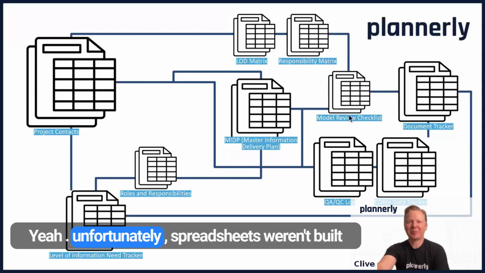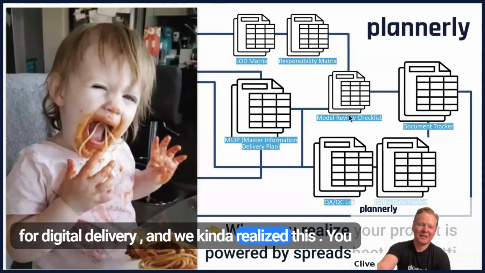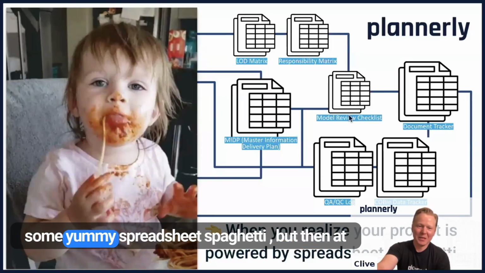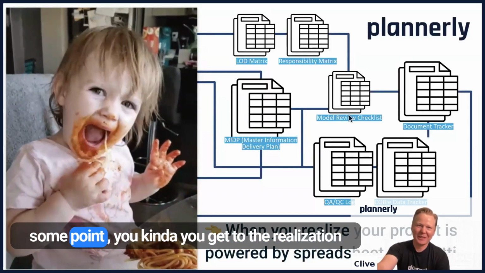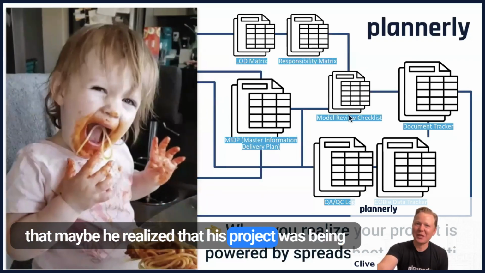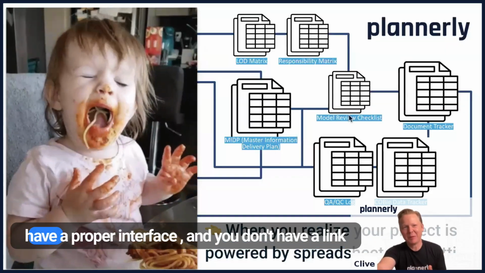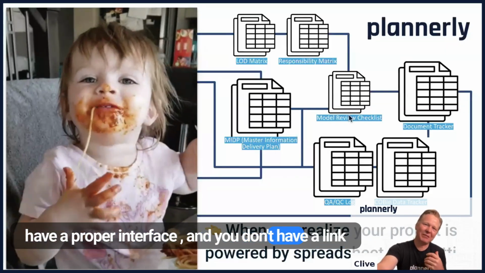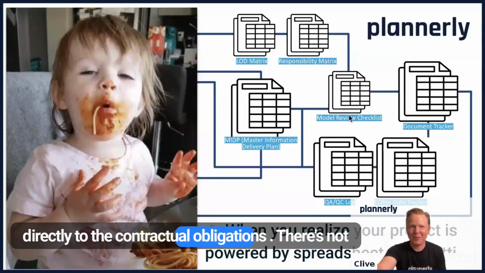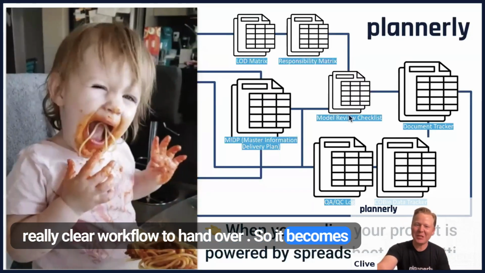Yeah, unfortunately, spreadsheets weren't built for digital delivery. And we kind of realized this, this poor little guy, he's having some yummy spreadsheet spaghetti. But then at some point, you get to the realization that maybe he realized that his project was being tracked in Excel, and teams don't really have a proper interface, and you don't have a link directly to the contractual obligations. There's not really a clear workflow to hand over. So it becomes a challenge.